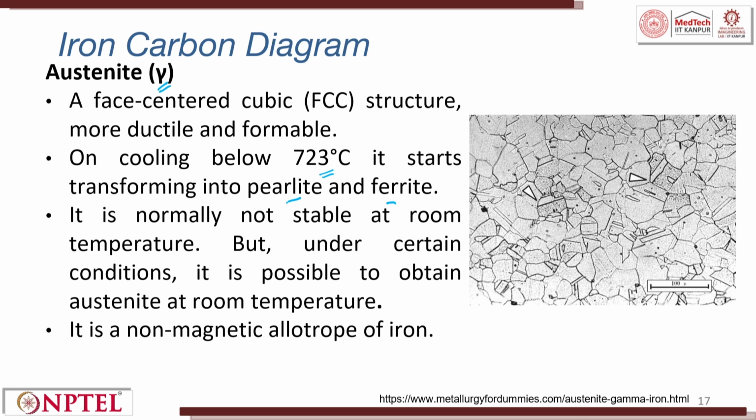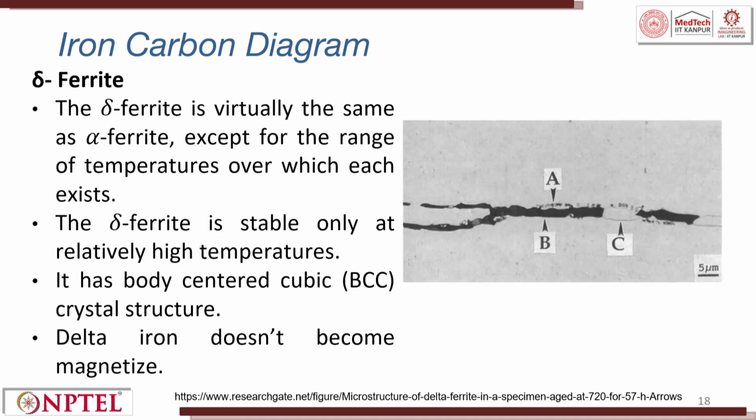Austenite is normally not stable at room temperature, but under certain conditions it is possible to obtain austenite at room conditions. They are all non-magnetic allotropes of alloys. If you want, you can try to get austenite, but you have to make some changes in the heat treatment to get austenite.